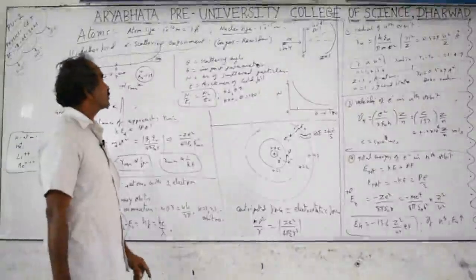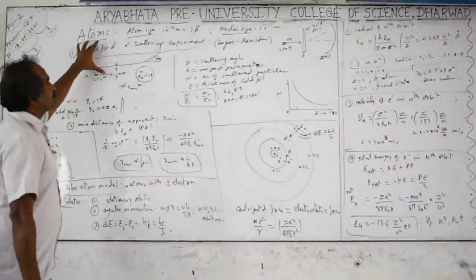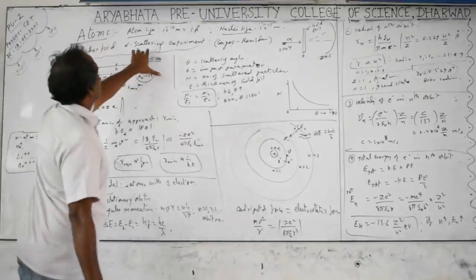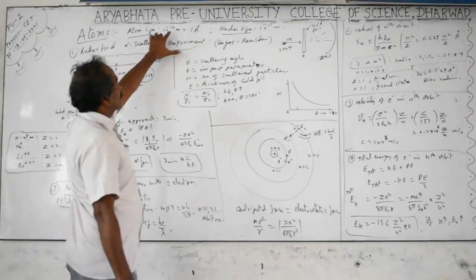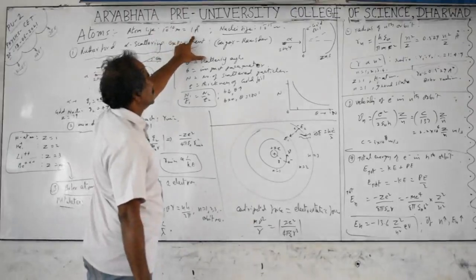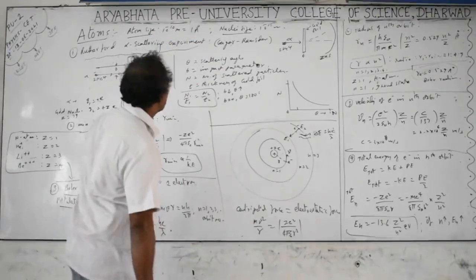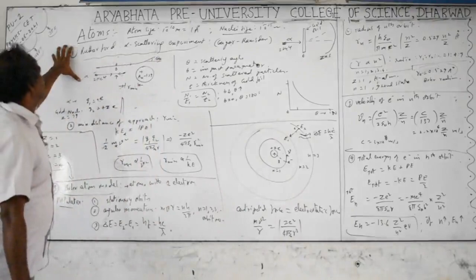Hello students, next topic is atoms. In this, the size of the atom is on the order of 10 to the power of minus 10 meters, 1 angstrom. The nucleus is on the order of 10 to the power of minus 15 meters. And now the structure of the atom.